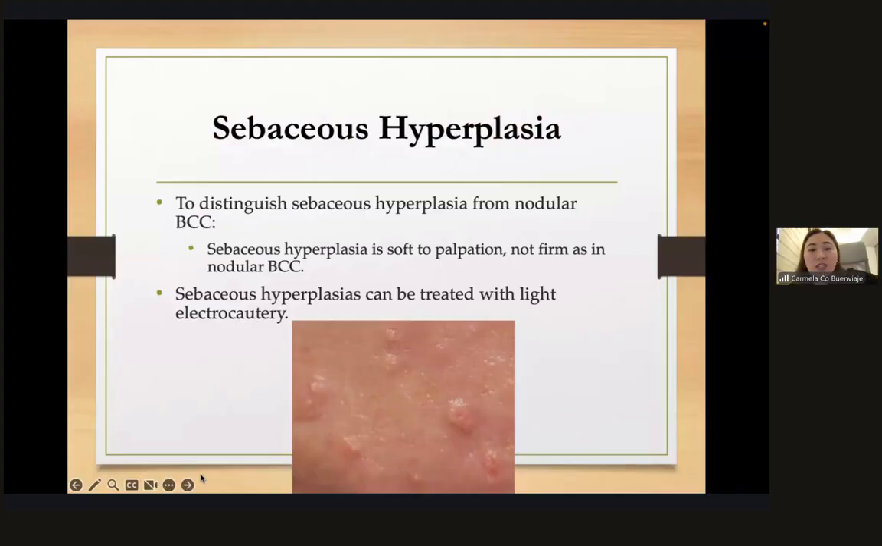So to distinguish sebaceous hyperplasia from nodular BCC, sebaceous hyperplasia is soft to palpation, not firm as in nodular BCC. So sebaceous hyperplasias can be treated with light electrocautery and curettage or scraping.